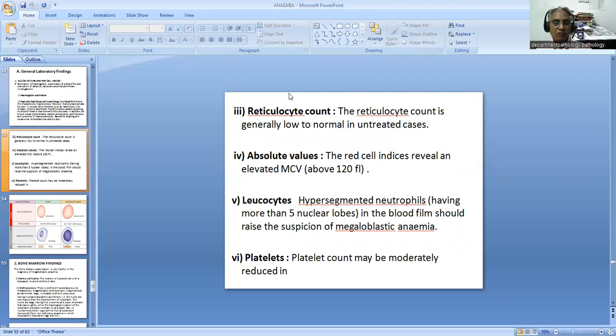Leukocytes. In case of megaloblastic anemia, you will find hypersegmented neutrophils, meaning a neutrophil having more than 5 lobes. So this is the earliest sign of megaloblastic anemia, in which you will find more than 5% of the cells in the blood film show this. If seen in the blood film, they raise the suspicion of megaloblastic anemia. Platelet count may be normal or only moderately reduced.